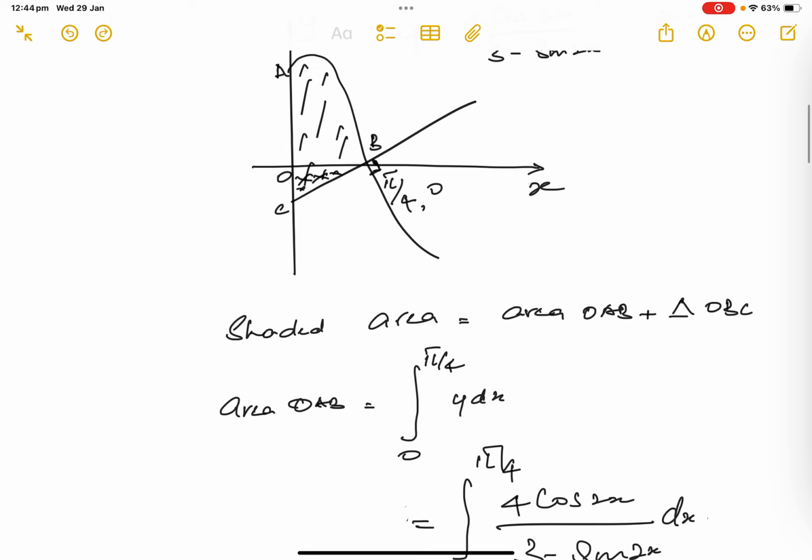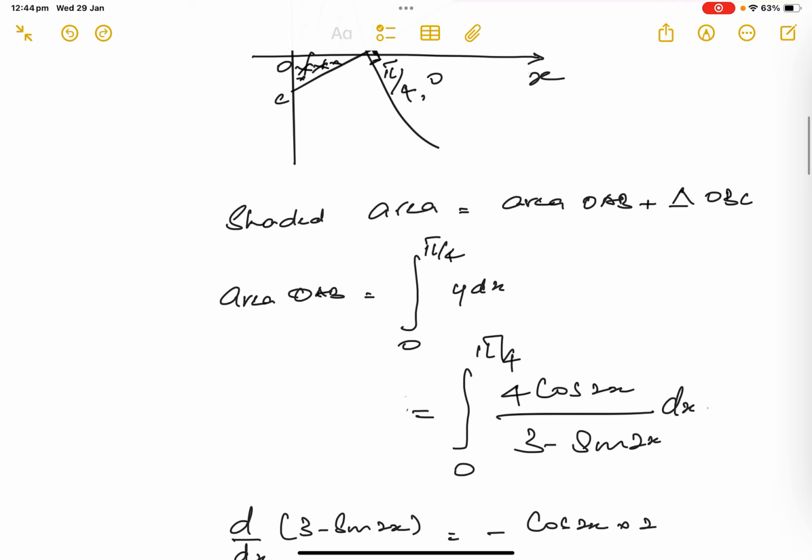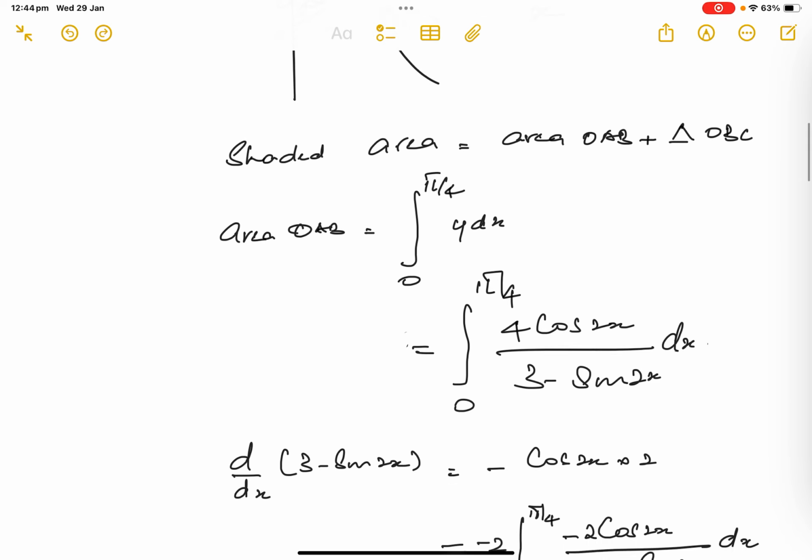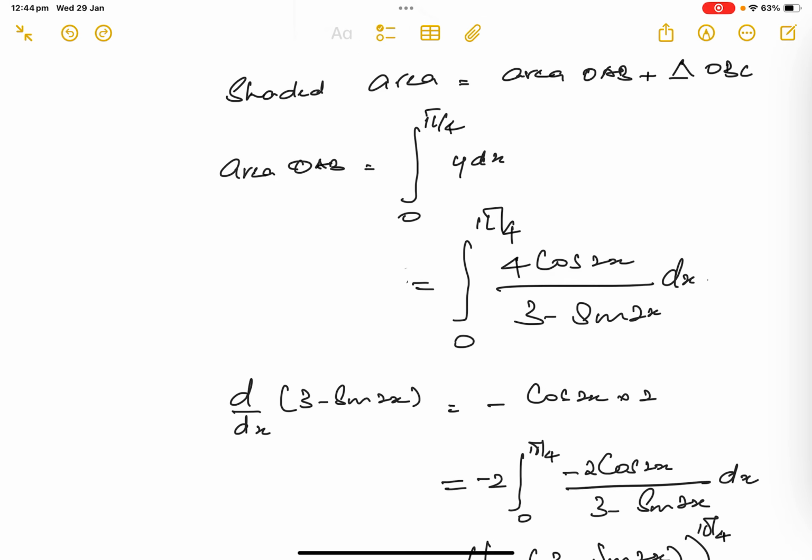The section above the x-axis is straightforward integration, as we know the limits and the curve equation. So OAB is always the integral of y dx, with limits from the diagram 0 to π/4. Y is 4 cos 2x divided by 3 minus sine 2x, dx.